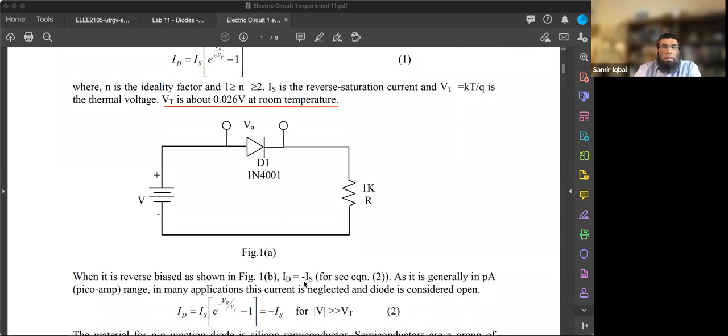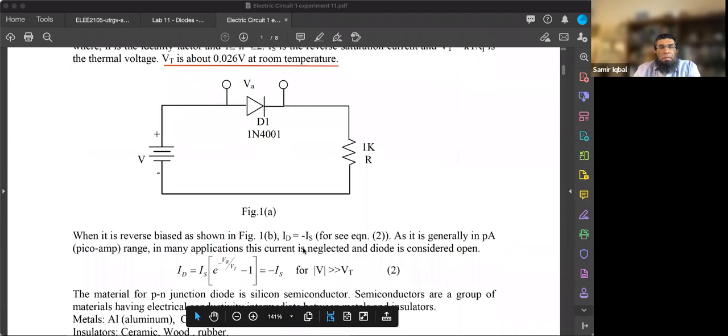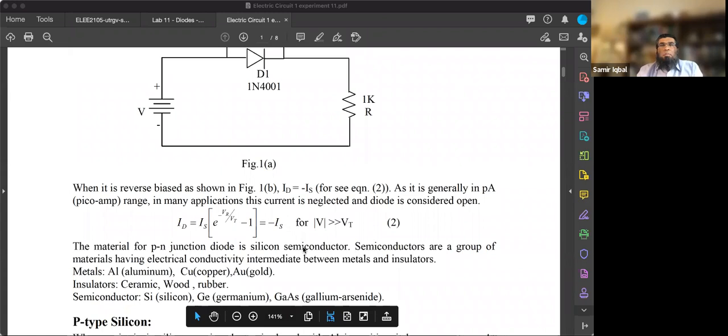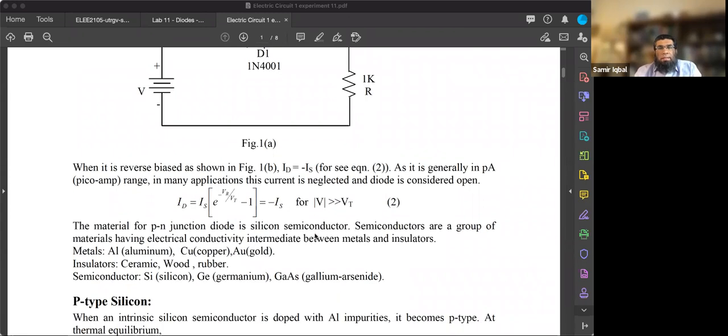In reverse bias, we show it as a negative voltage, and when we plot it, we show a negative current. This is generally a very small current, picoamps, so we ignore it. We call it an open circuit. We don't even consider it as current until a certain voltage.